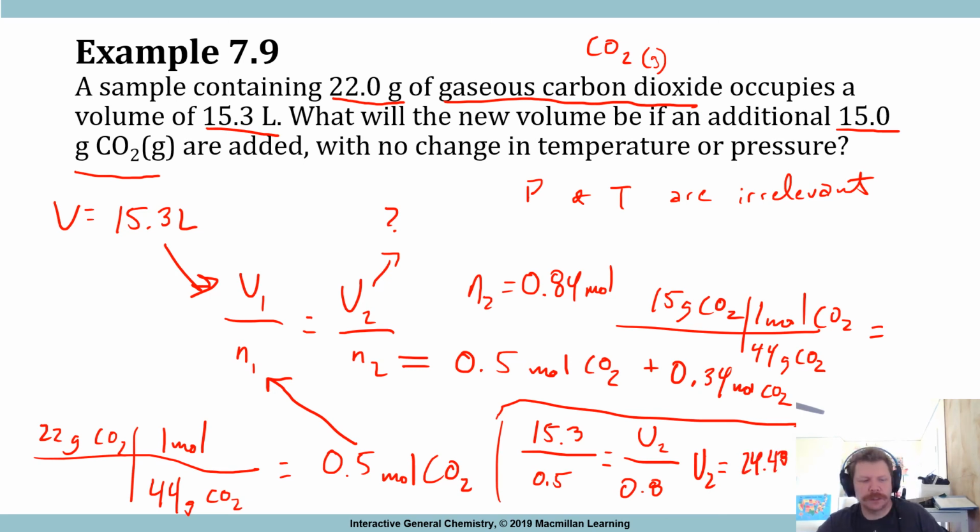So that illustrates Avogadro's Law. We've increased the amount of moles of carbon dioxide, we've increased the amount of gas in this system, and what happened? Well, our volume went up.